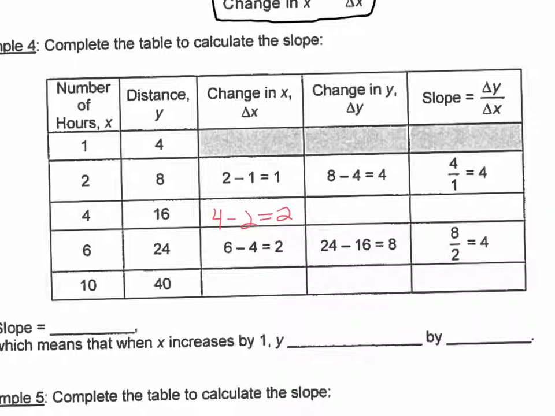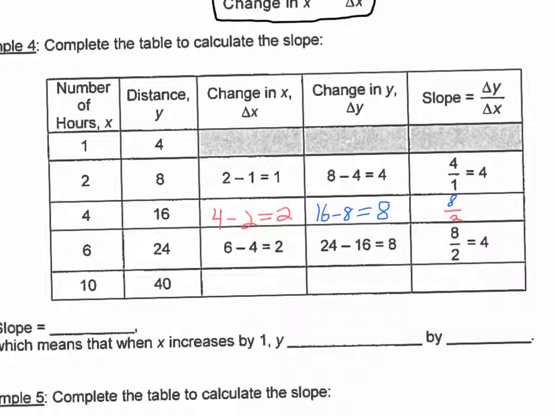So if I go over here to the last little cell, I'm going to put my 2 on the bottom here because the change in x goes on bottom. So there's my 2 right there. Now we fill in our change in y box. We're using the y value from this row, and we're going to subtract the y that was right above it. So we're going to do 16 minus 8, and that gives us 8. So our vertical change here is 8.